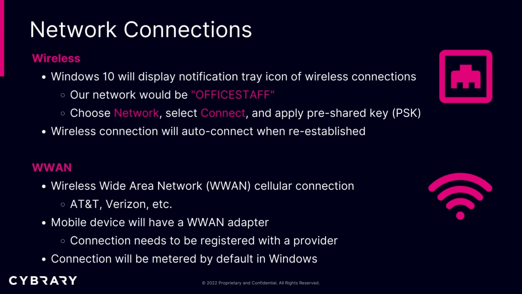Wireless wide area network, or WWAN, is a cellular connection. If this was a laptop or desktop that had a cellular adapter card in it from a provider like AT&T, Verizon, or any other type of cellular provider, you would use this type of connection. Now, this connection needs to be registered with the provider because, of course, there will be associated charges. And also, when you set up this connection, it will be metered by default.